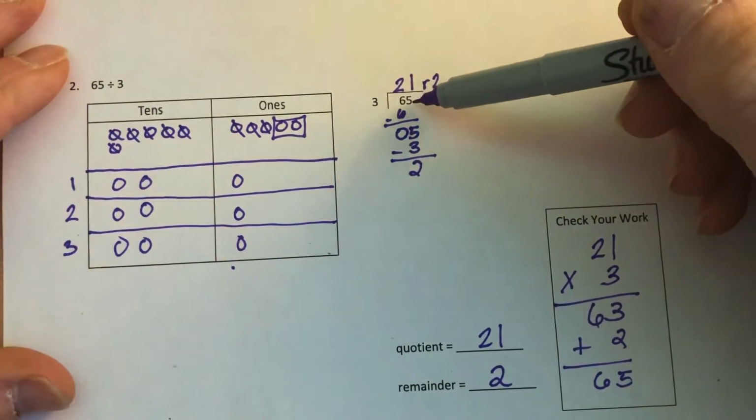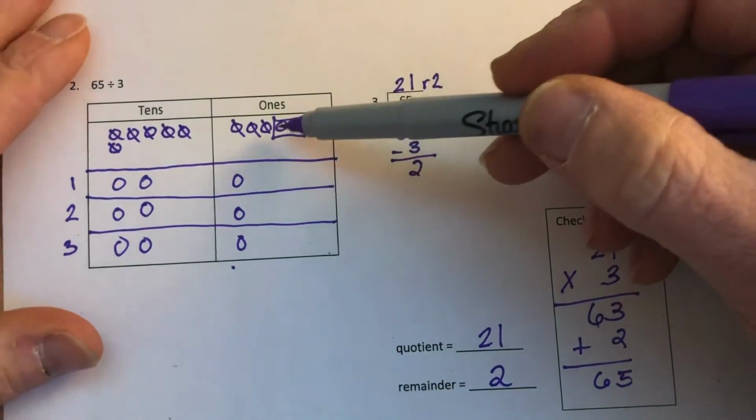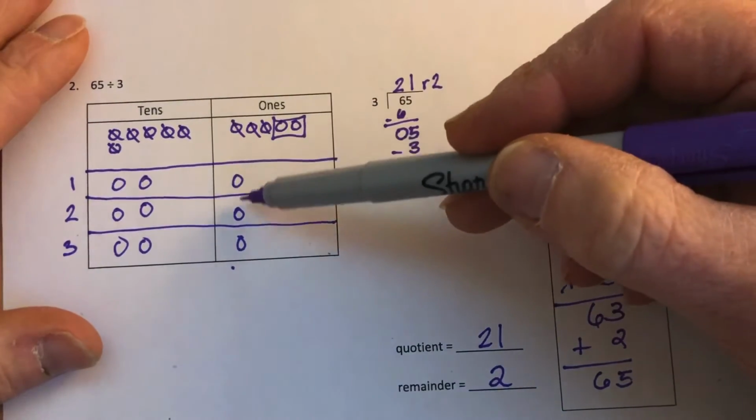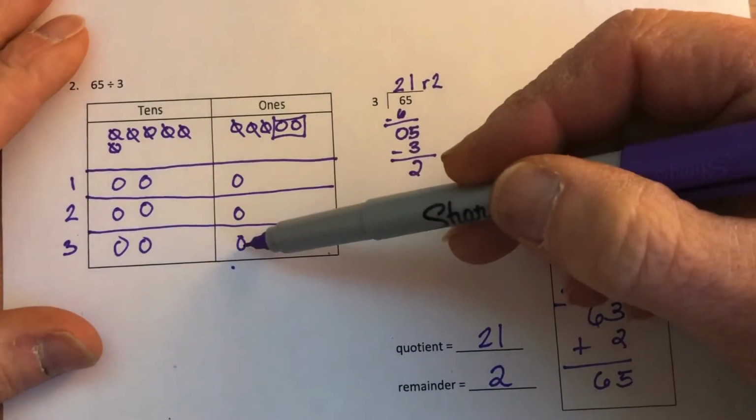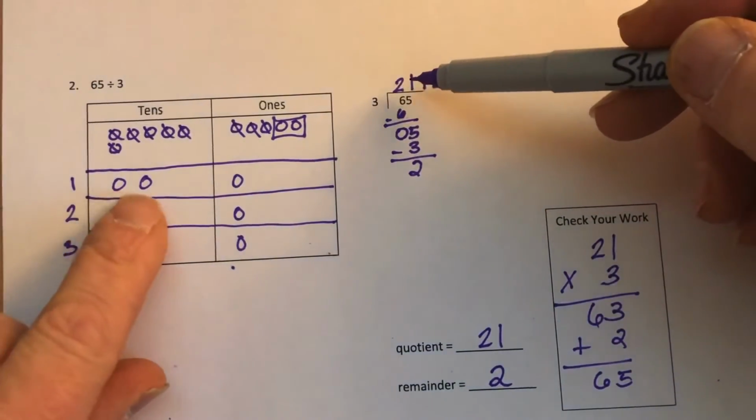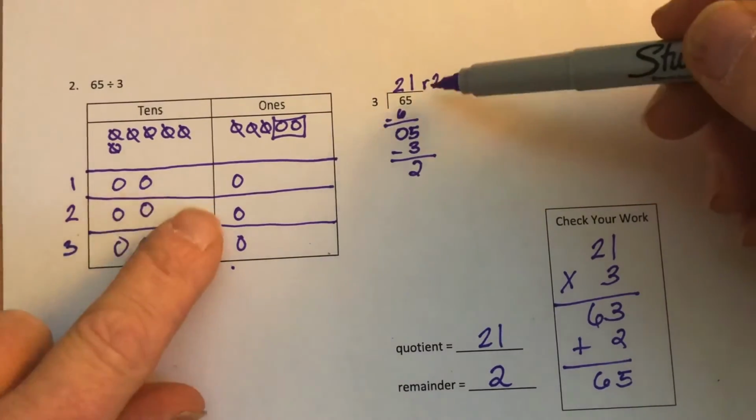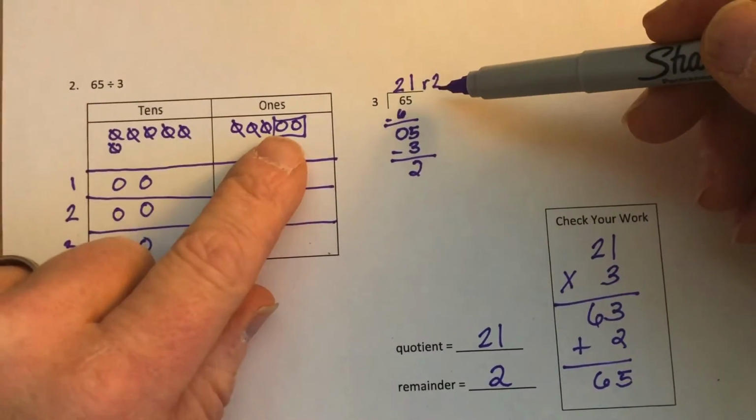Over here, 5 1s, just like up here at the top. I did 5 1s, and I split those into groups of 1. That's all I could do. So I ended up with 21. All right, and the same thing as up top, it was a remainder of 2.